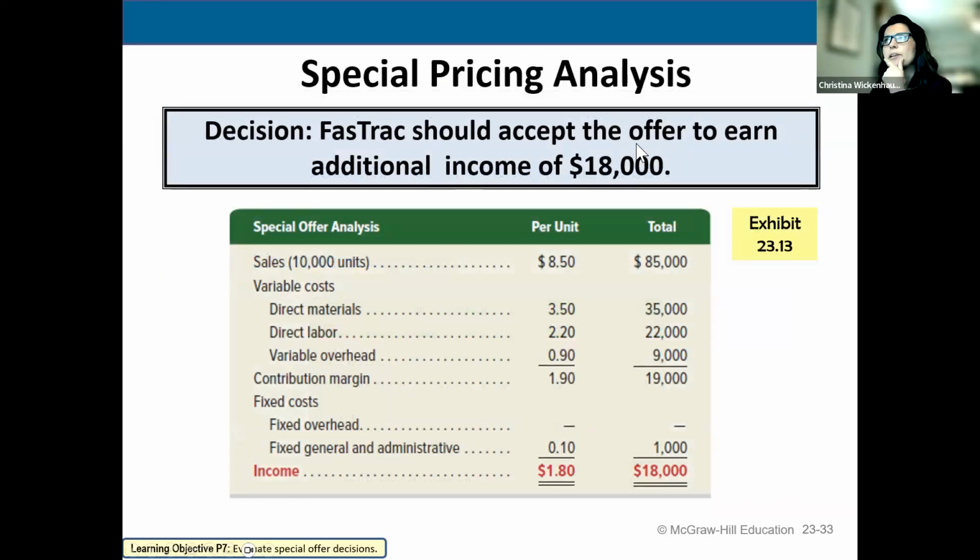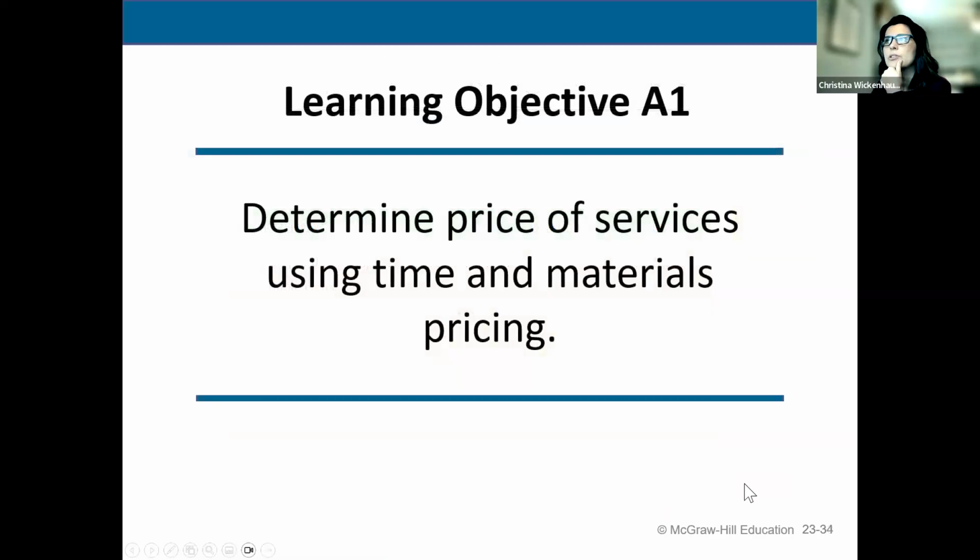Now they're trying to figure out if they should accept an offer to earn an additional income of $18,000. That $18,000 comes from selling 10,000 units at $8.50. And there are all of our costs. Our fixed overhead is not going to change, but our fixed general and administrative will. So I'll have income of $1.80 per unit, and if I multiply that times my 10,000 units, that's a total of $18,000. So you would want to do that.